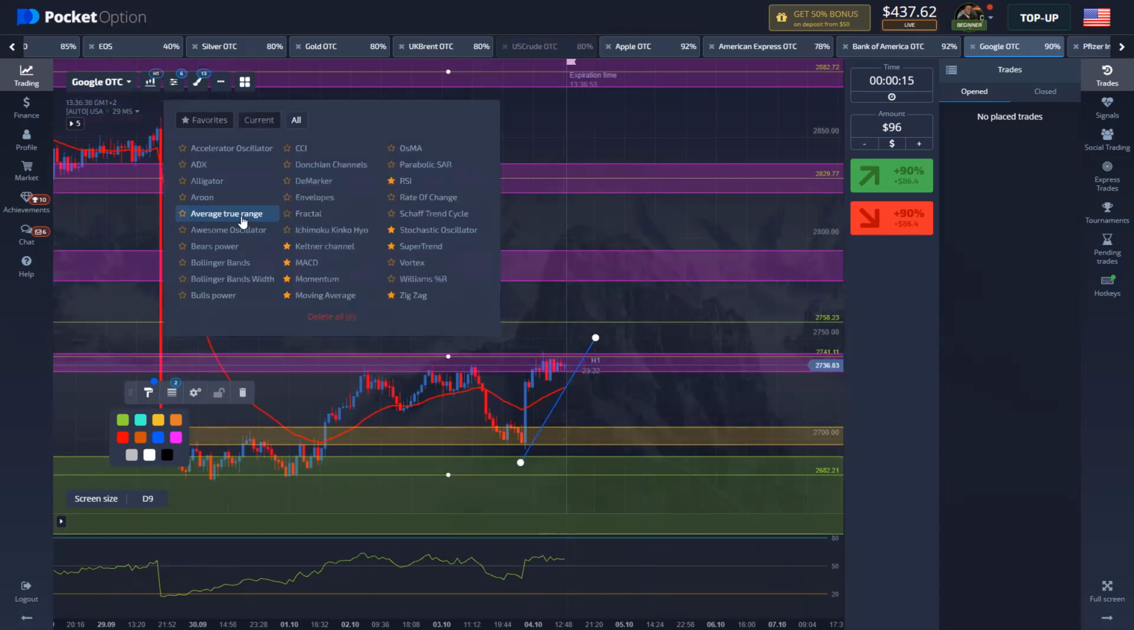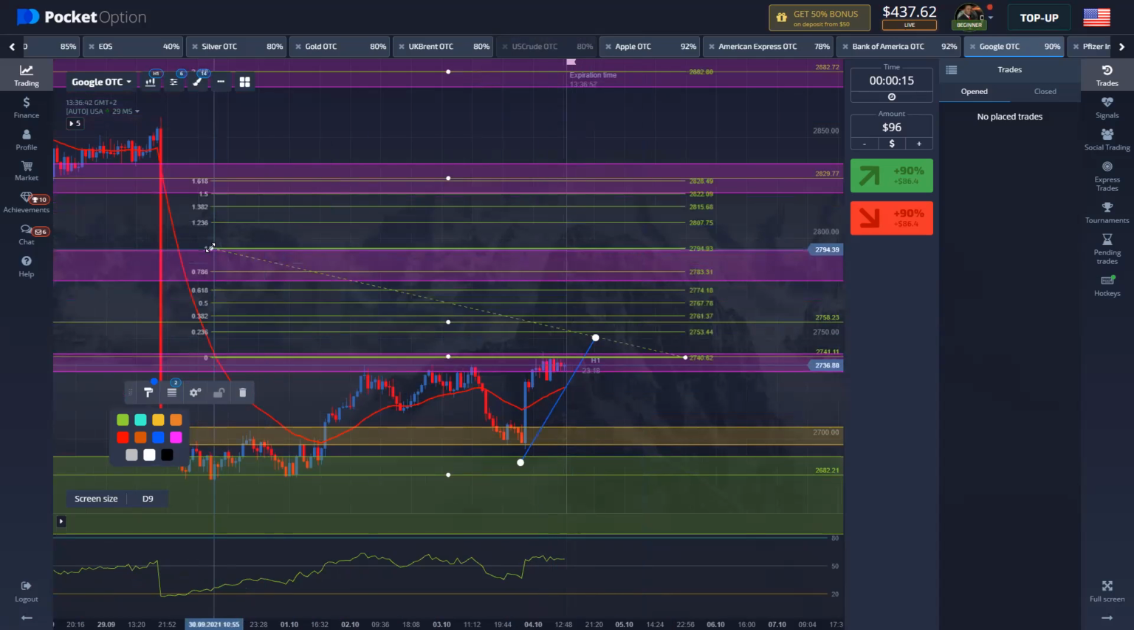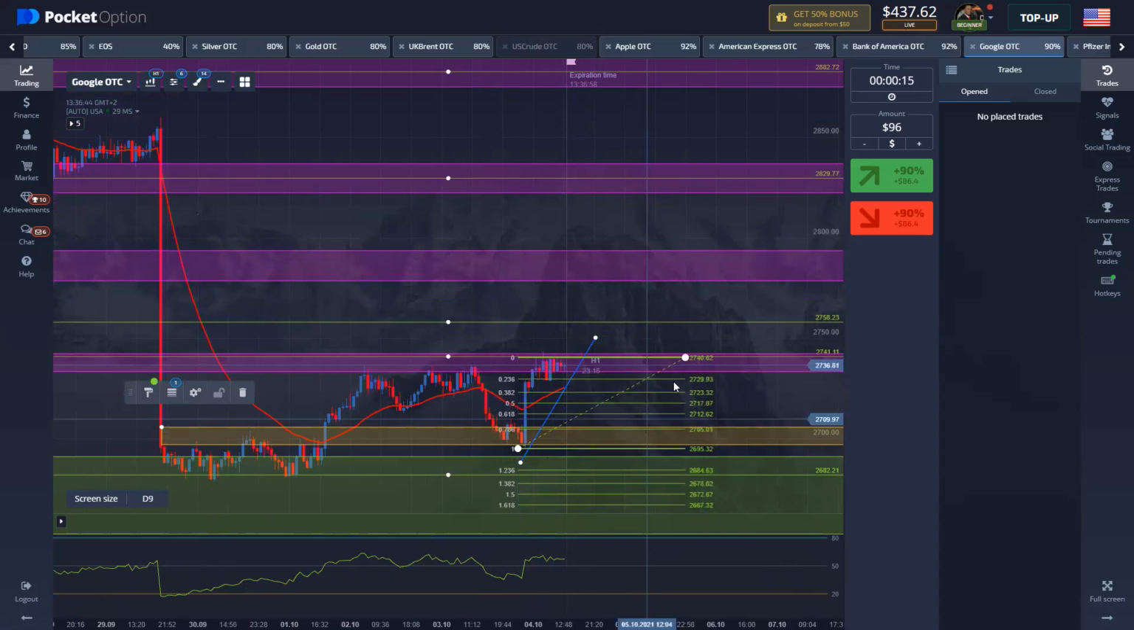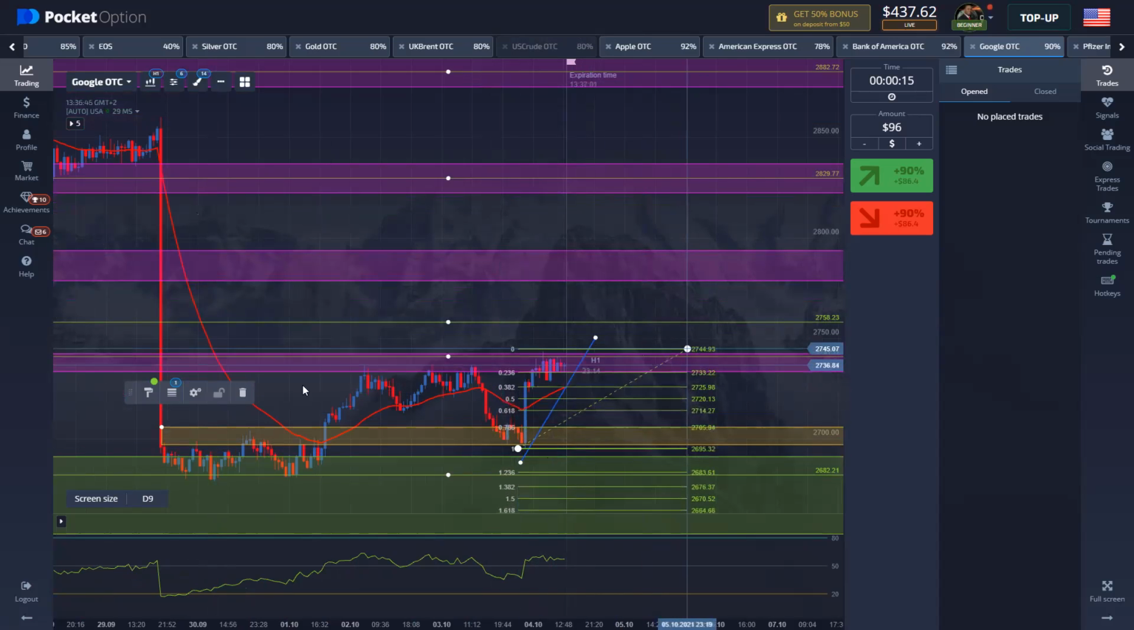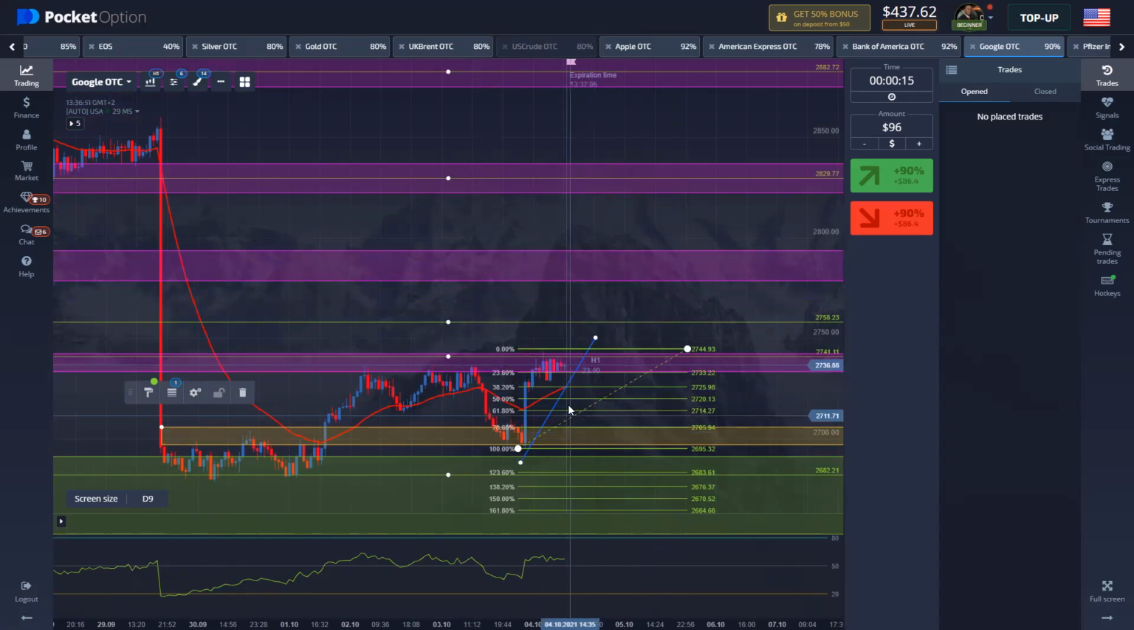I can pull out the fib. Go for the most recent low here, all the way to the most recent high. And then we're going to check the percents and see what price lays. And so you can see that price was respecting the 38.20 and it pushed price up a little bit. So it might have a little bit more juice to shoot up.